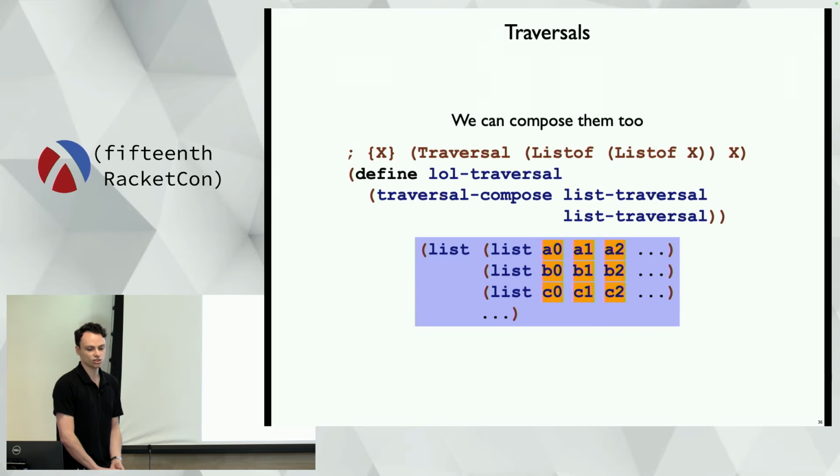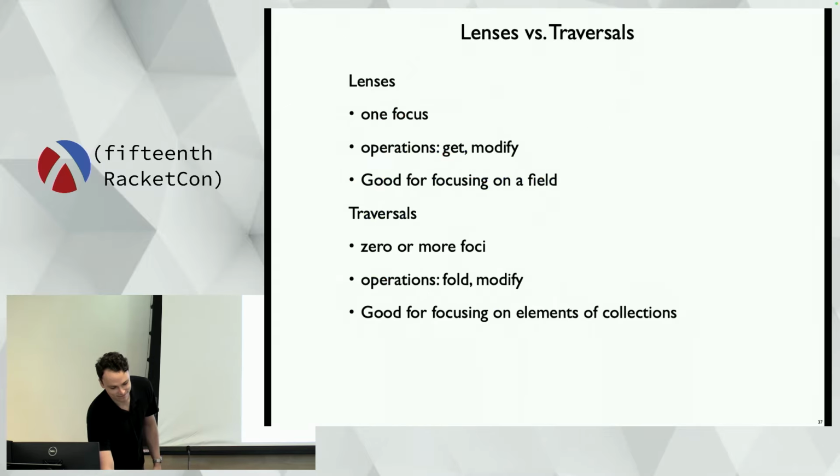And just like lenses, we can compose traversals by doing a fold and a fold and a modify and a modify. And so if we compose list traversal with itself, we get a traversal that targets a list of lists, and it focuses on all of the elements of all of the sublists. I don't know why you'd want to do that, but you can.